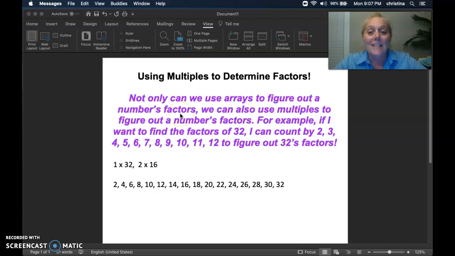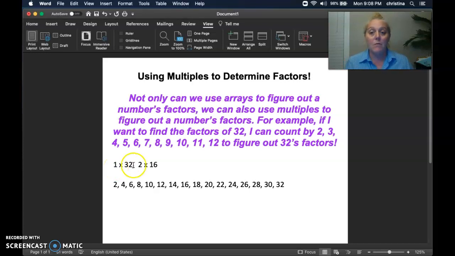Hi, fifth grade. Today we're going to talk about using multiples to determine the factors of any numbers. So not only can we use arrays to find our factors, we can also use multiples to find the factors of our numbers. For example, I want to find the factors of 32, so we can do the multiples of 2, 3, 4, 5, 6, 7, 8, 9, 10, and 11 to figure out 32's factors. What I have down here shows you what factor pairs we have so far.